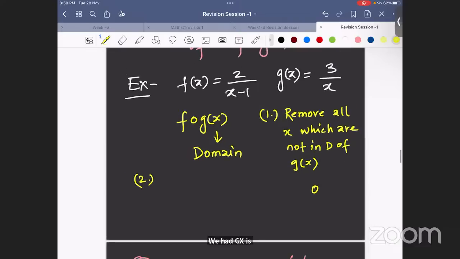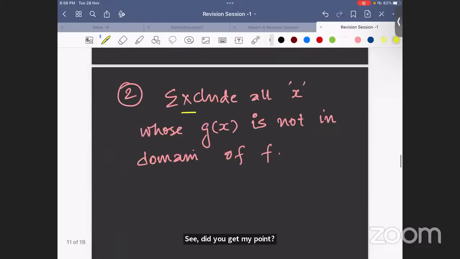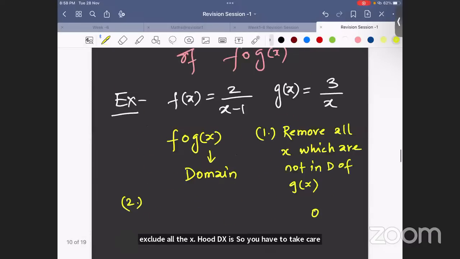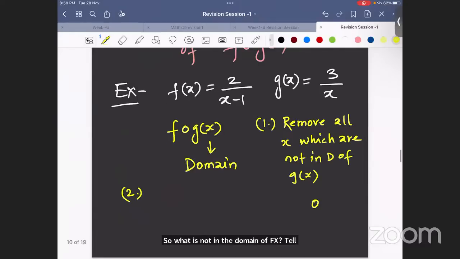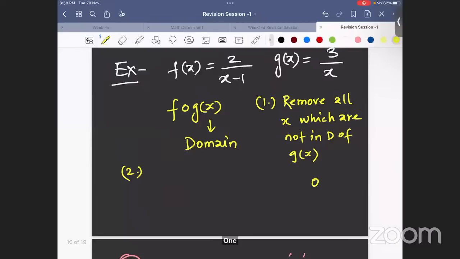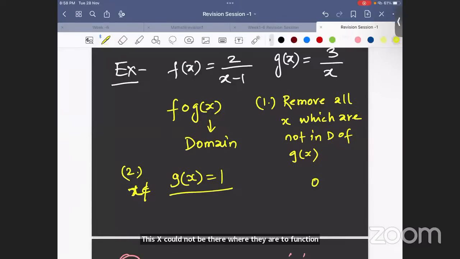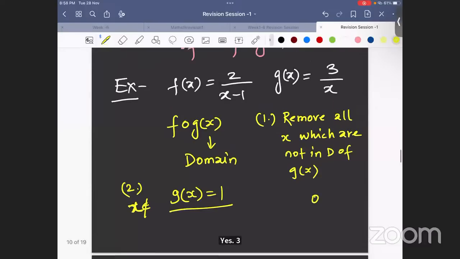Did you get my point? So see what has been written. Exclude all the x whose g(x) is not in the domain of f(x). So what is not in the domain of f(x)? Tell me. 1. So what you have to take care of? You have to remove all those values of x where g(x) is equal to 1. Right? This x should not be there where your function g(x) is equal to 1. What is that value? 3. Correct?